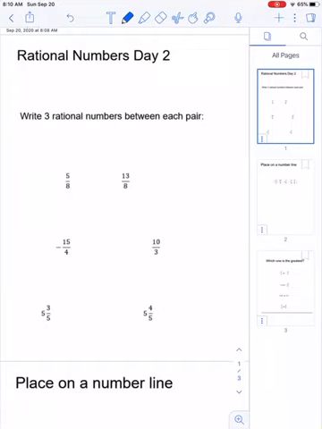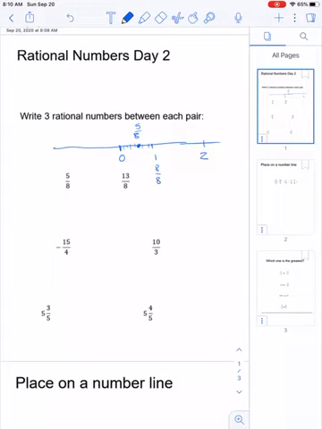Rational numbers, day 2. For this question, they're asking to write 3 rational numbers between each pair. We have 5 over 8 and 13 over 8. So we're going to place these on a number line. And now to place them, I know that 5 over 8 is going to be between 0 and 1. I need to cut this part in 8. 5/8 would be right here.